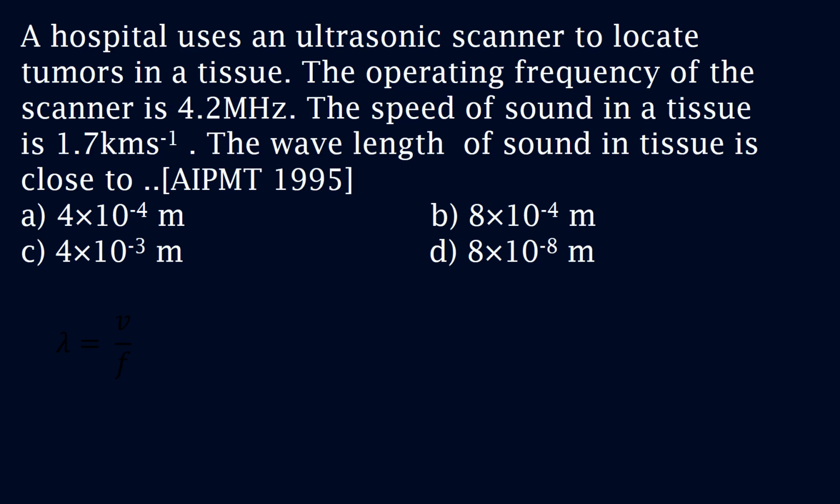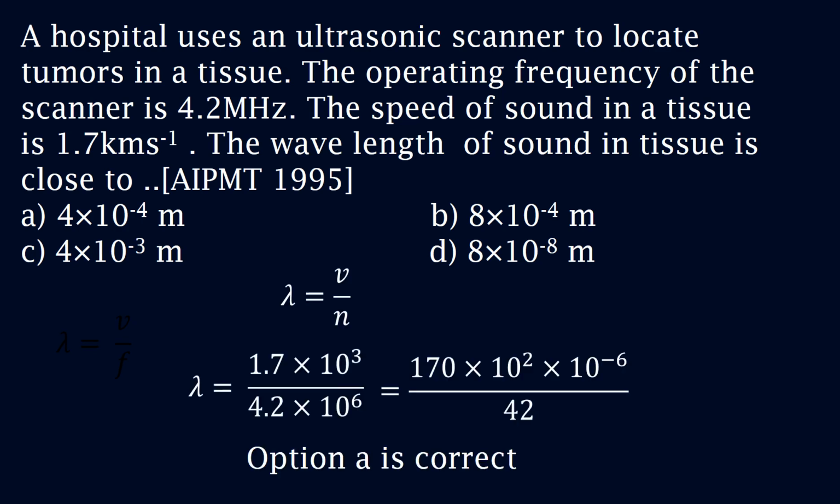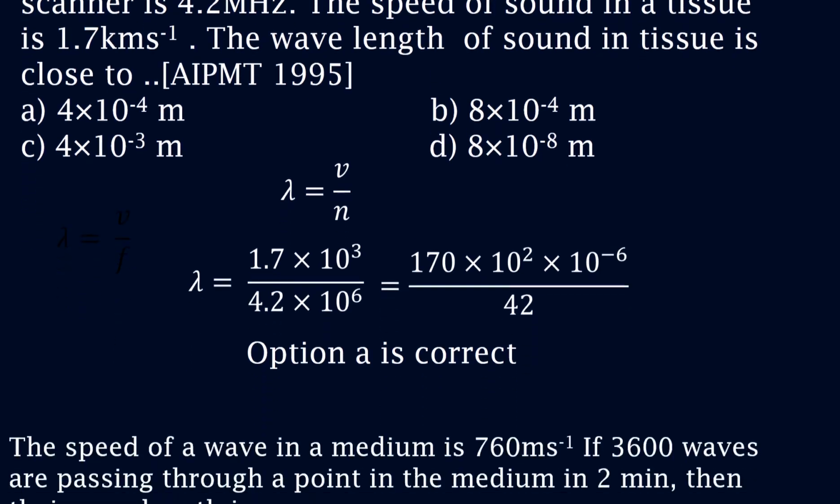This question is from AIPMT 1995, is related with the relationship between the frequency, wavelength, and the speed of sound in a medium. Lambda is equal to V upon frequency n. Therefore, on substituting the values, we get lambda is equal to 1.7 into 10 raised to 3 divided by 4.2 into 10 raised to 6. On simplifying, we get option A as correct.